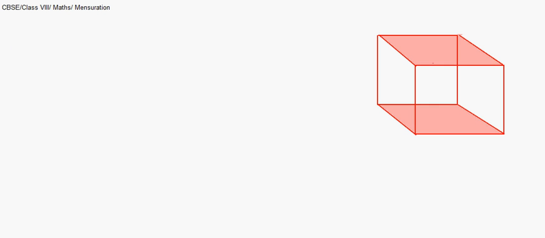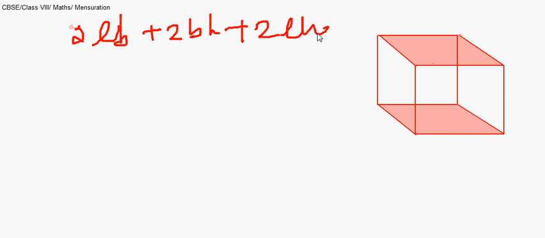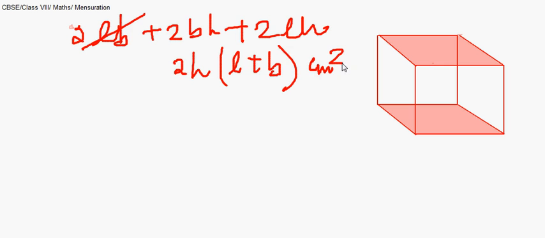So from the total surface area of this cuboid, we'll subtract 2 into length times breadth, thereby giving us the formula as 2 into this total. What is the total surface area of a cuboid? It's 2lb plus 2bh plus 2lh. So 2lb will be removed, so I am left with 2h into L plus B, or you can write B plus H, in centimeter square.